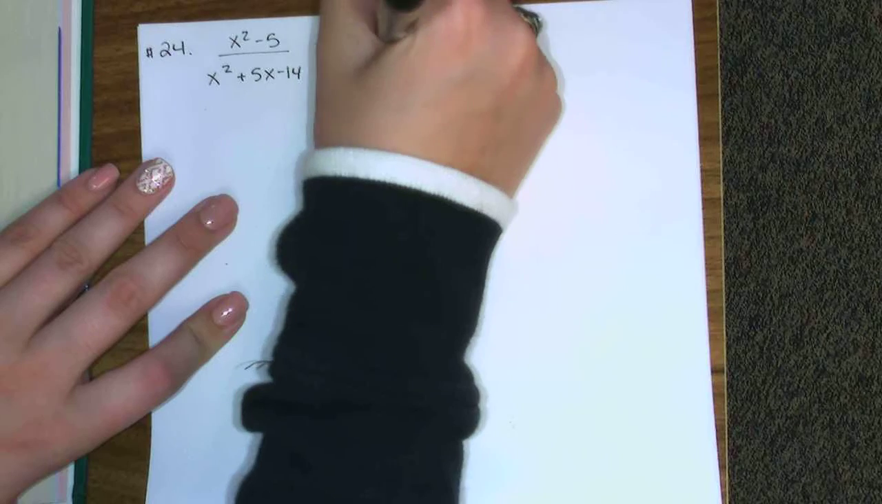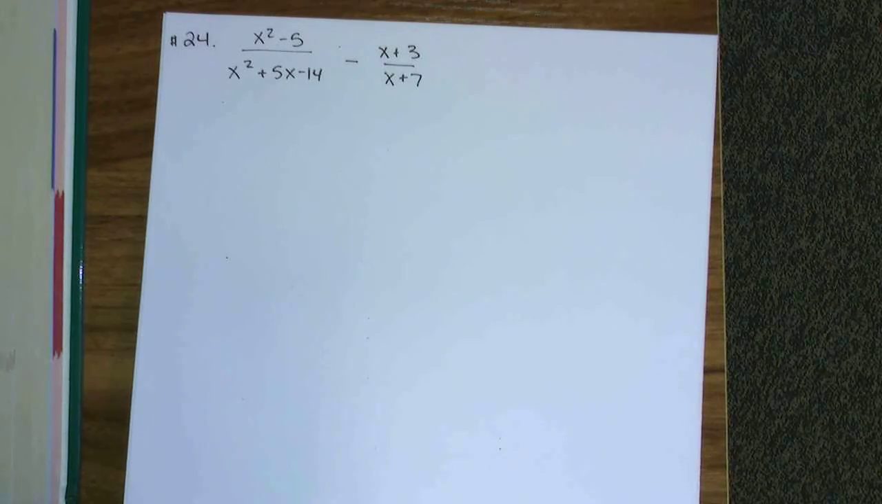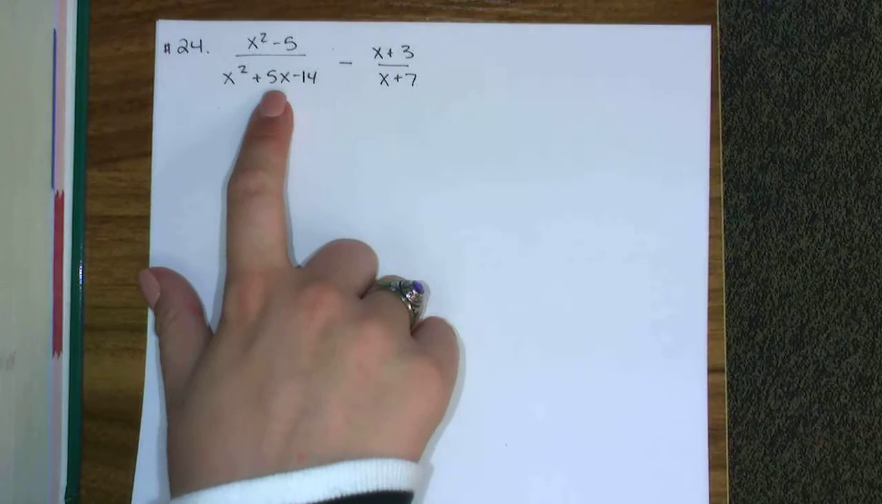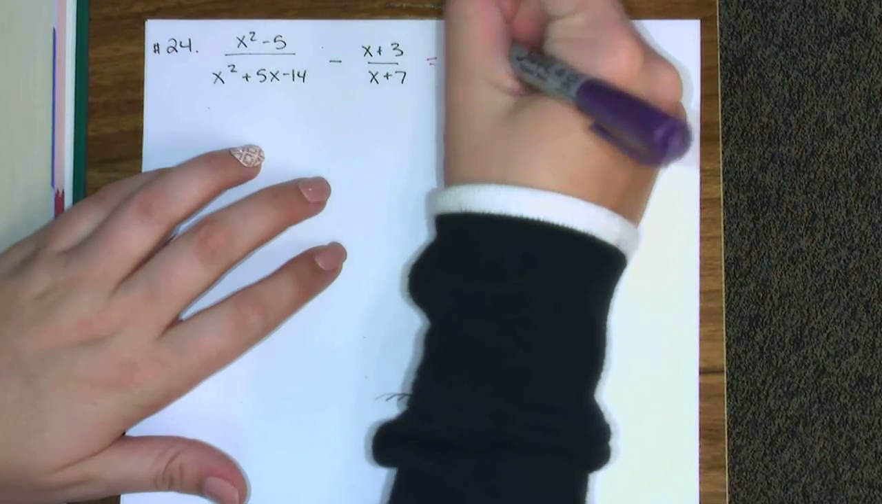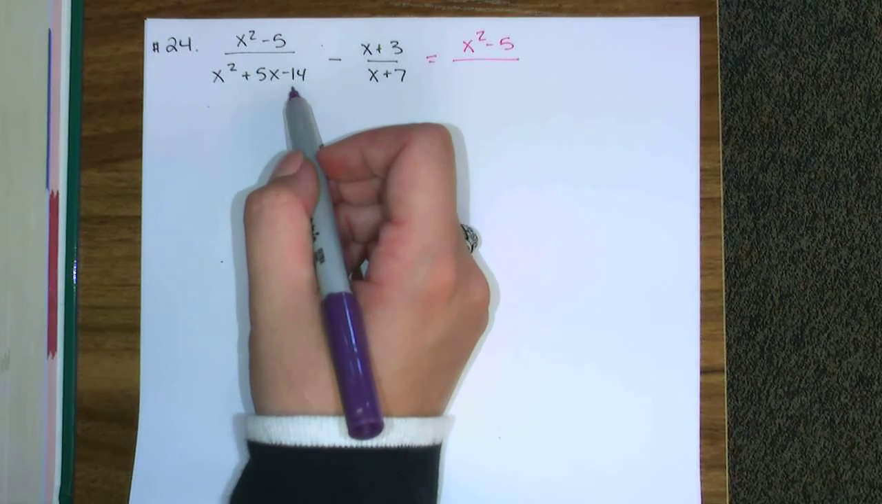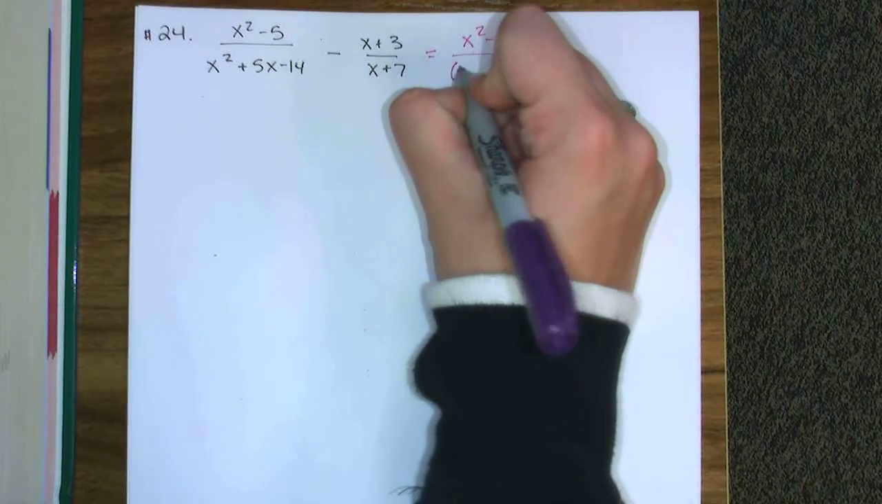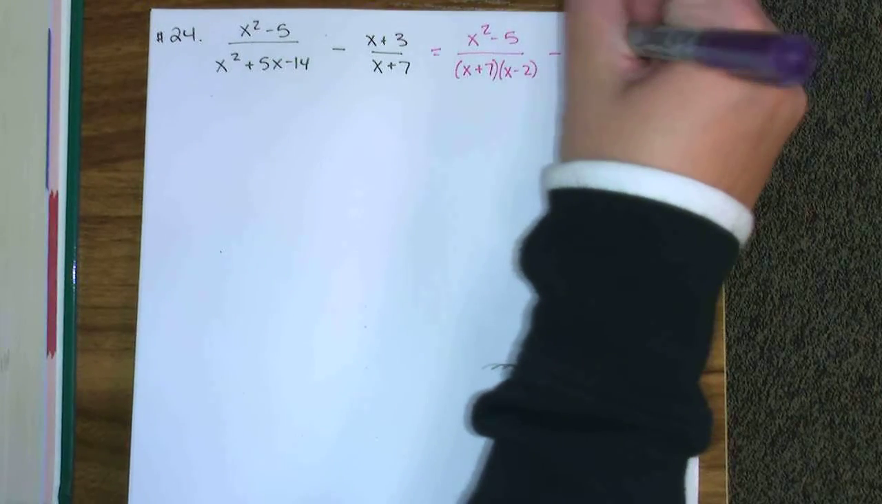Alright, so 24, we have x squared minus 5 over x squared plus 5x minus 14, minus x plus 3 over x plus 7. Oh, sorry, too much. So we need to factor this bottom piece here if possible. So x squared minus 5 over, let's see, we have 14, so that could be 7 and 2, so plus 7, minus 2. X plus 7, x minus 2, minus x plus 3 over x plus 7.